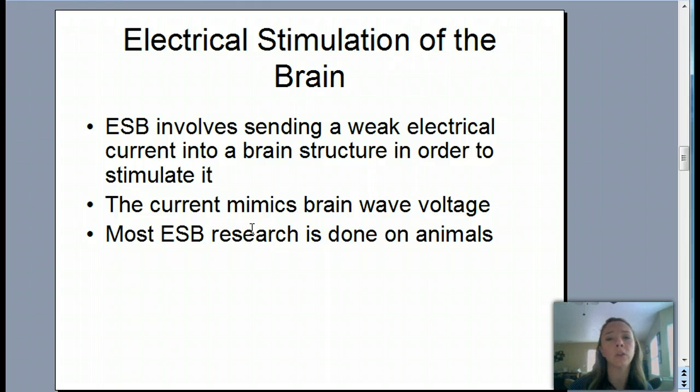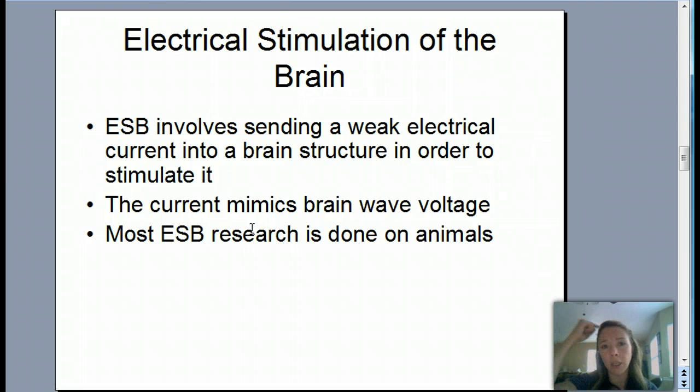So this is called electrical stimulation, or ESB. This is where they put an electrode into part of the brain, and they stimulate that part of the brain and see what part of the body or the behavior that it affects. All right, so again, most of this is done on animals, as with any type of our experimental brain research, but this can be done with humans.